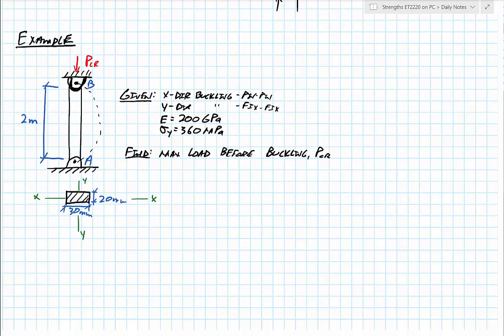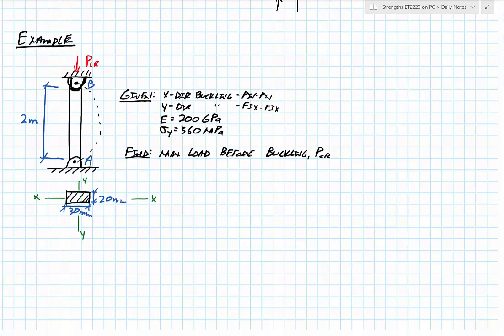So let's see. I'm given that the X direction buckling is pin, and that's left to right. Y direction buckling is fixed. That's towards me, away from me. E value is 200 gigapascals, sigma y 360 megapascals. We want to find the maximum load before buckling, which is P critical. There's our cross section right below. It's a 20 millimeter by 30 millimeter cross section.